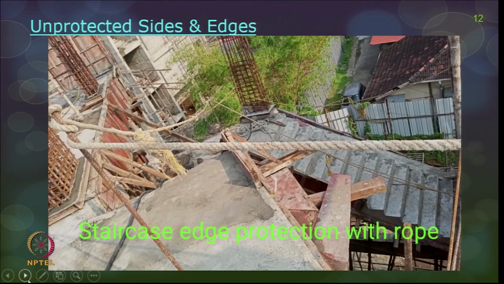Then, unprotected sides and edges. When you talk about wall openings and so on, the other terminology that comes close by is unprotected sides and edges. The edges along a slab construction or a roof construction should also be properly safeguarded. If you see here, there is a rope for safeguarding, but it is not real protection. If you want to use ropes as a safeguard measure, there should be a standard practice for how to put the ropes. So, this is staircase edge protection.